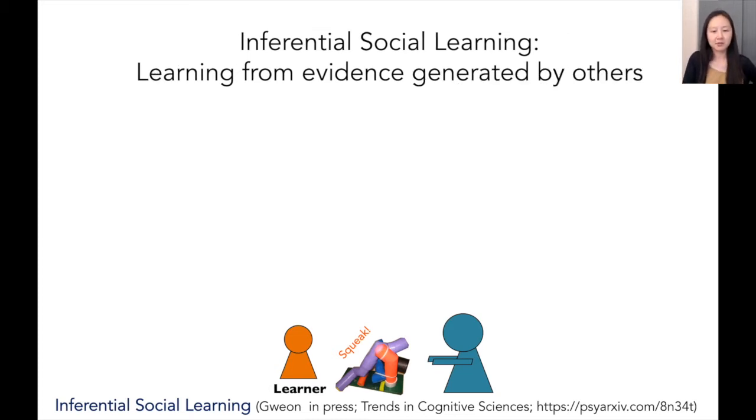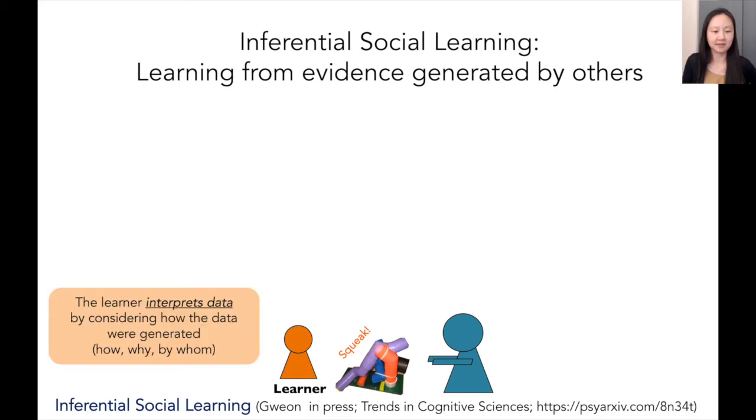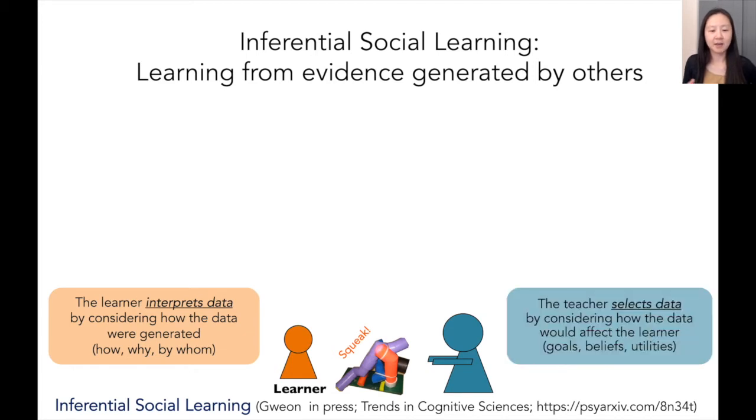So in my picture of social learning, learners are not just imitating or passively trusting what was given. They're trying to interpret the data by considering how the data were generated. And communicators might act for different reasons and in different ways. Often, what they do is act as helpful teachers who are selecting the data by considering how the data would affect the learner. That is, how they might help the learner achieve their goals, revise their beliefs, or increase the learner's utilities.